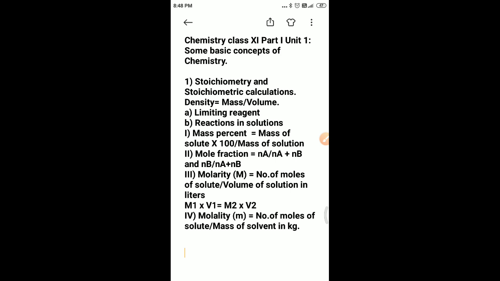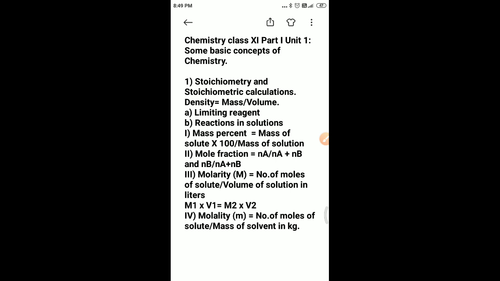Now let us continue today's topic, stoichiometry and stoichiometric calculations. Dear students, stoichiometry is derived from the two Greek words stoichion and metron. Stoichion means element and metron means measure. So this itself is telling us to measure or calculate the reactants and products which are involved in the chemical reaction.